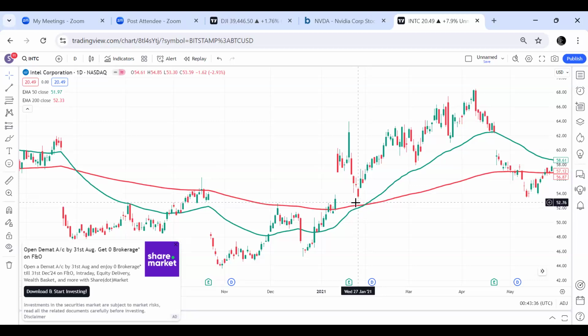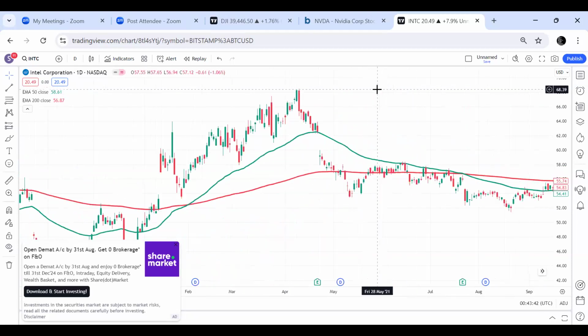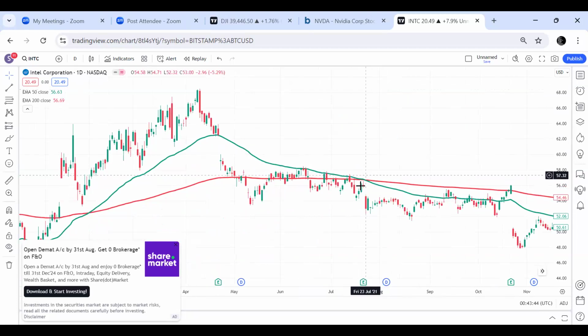If I entered the trade at this time, the share price rose up to $70. Here at this point, I got a sell signal, where the fast moving average crossed over the slow moving average from above. Here I got a sell signal.